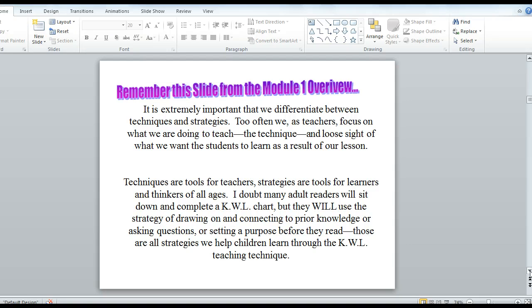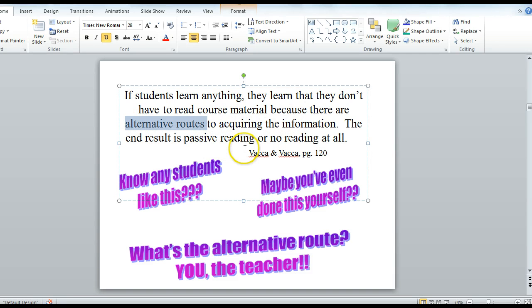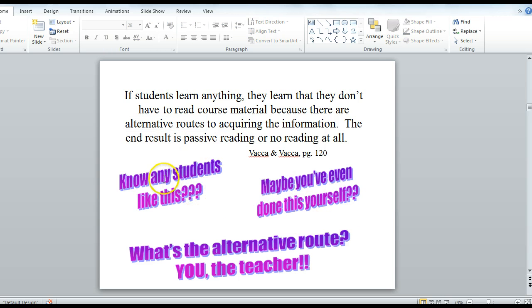Remember that slide from Module 1 overview. It's extremely important that we differentiate between techniques and strategies. If students learn anything, they learn that they don't have to read course material because there are alternative routes to acquiring the information. The end result is passive reading or no reading at all. I'd have to ask you if you know any students like this. Maybe you've even been one yourself.